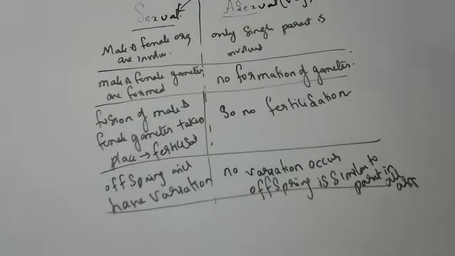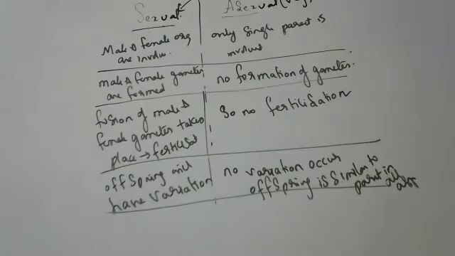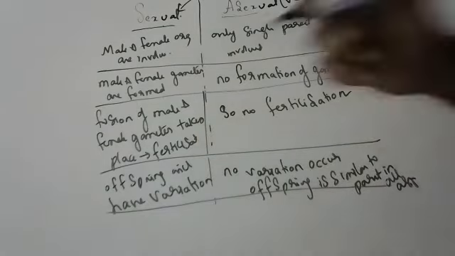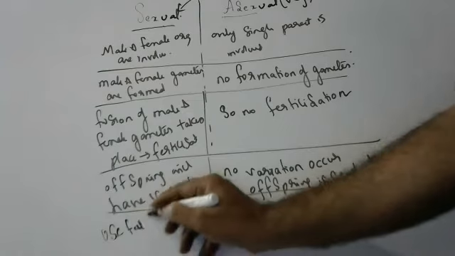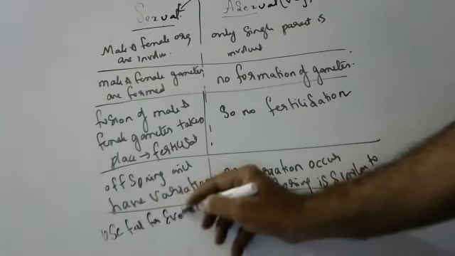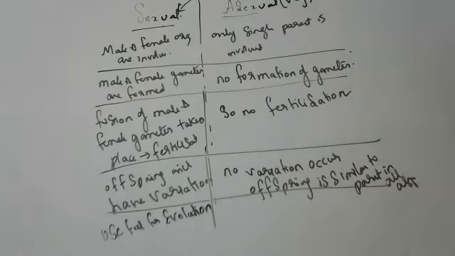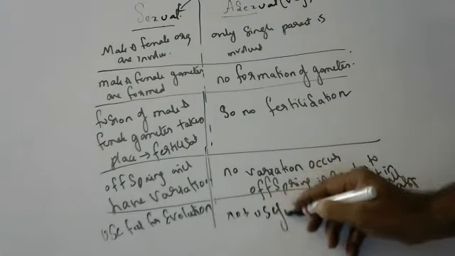Variation not occurring is good? Which is good? Okay, so variations have to occur, children. Variations have to occur. If variations occur only, then it will be useful for evolution. If variations don't occur, it is not useful for evolution.